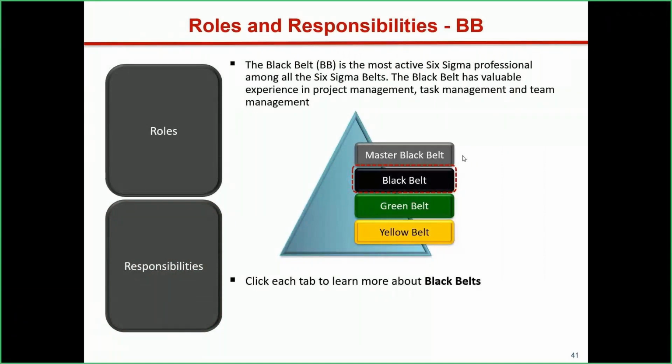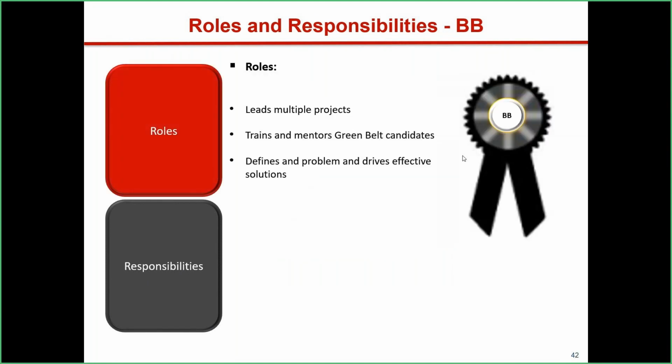Moving on to Black Belts: this is the most active Six Sigma professional among the Six Sigma belts. The Black Belt has valuable experience in project management, task management, and team management. They lead multiple projects, train and mentor Green Belt candidates, and define problems and drive effective solutions.